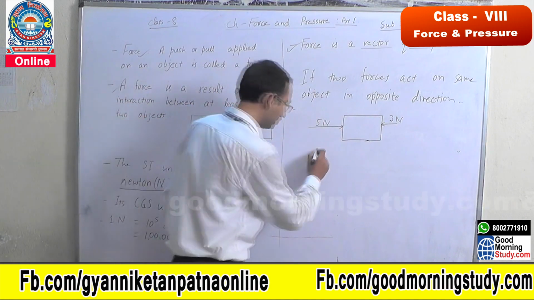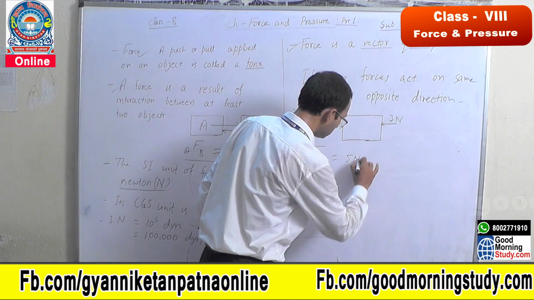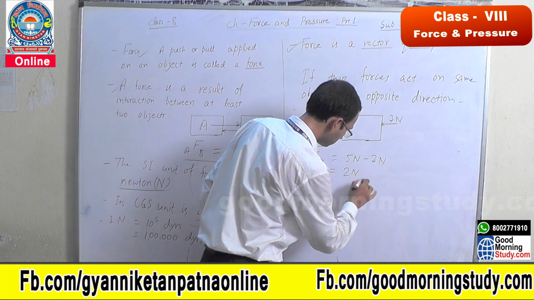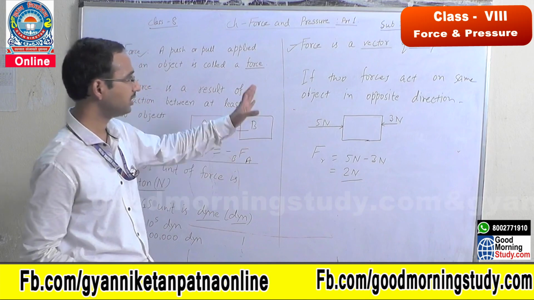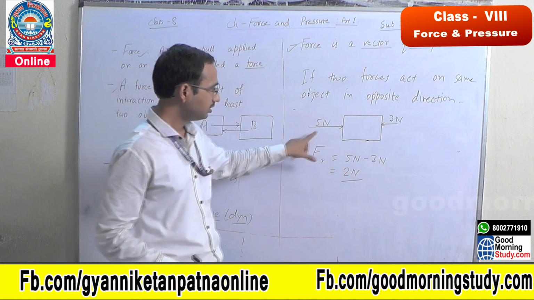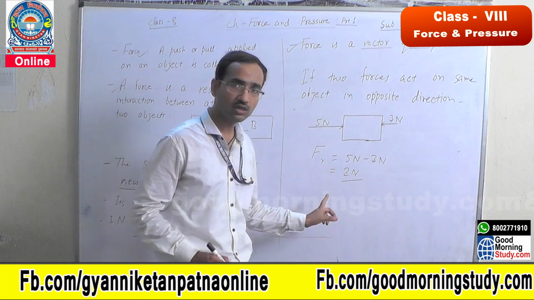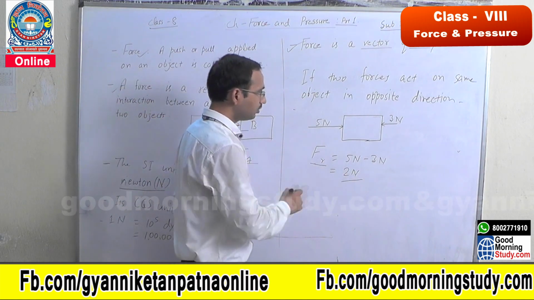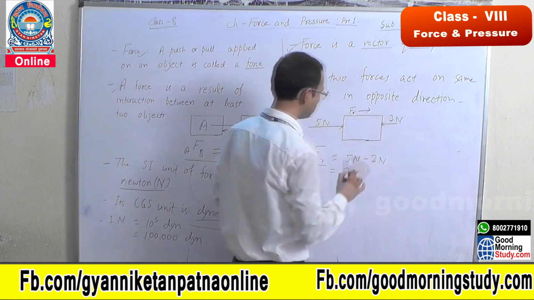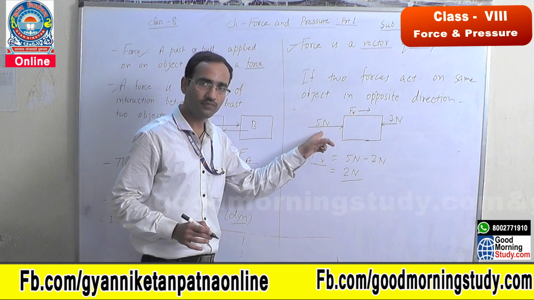So the total force, that is the resultant force, will be equal to 5 Newton minus 3 Newton, and it will give 2 Newton. So students, you have seen that if two forces act on the same object in opposite directions, then their resultant will be the difference of both the forces. And this resultant force will act in the direction of the greater force, that is, in the direction of the 5 Newton.